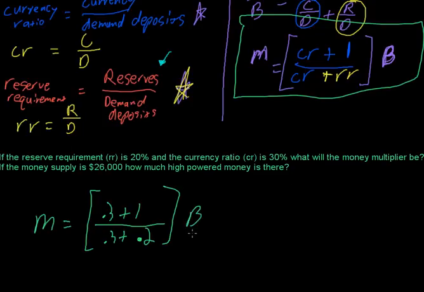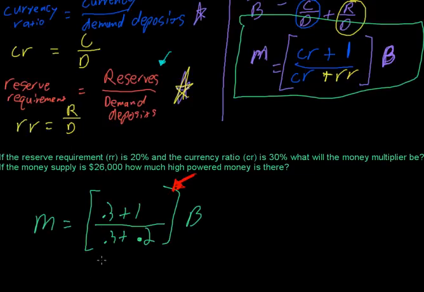So we just want to know what the money multiplier is. And when they ask for the money multiplier, all they're really asking for is what is this in here. Because that is what you multiply by your high-powered money, by your currency, to get the total money supply. So we just need to do a little bit of addition and division.